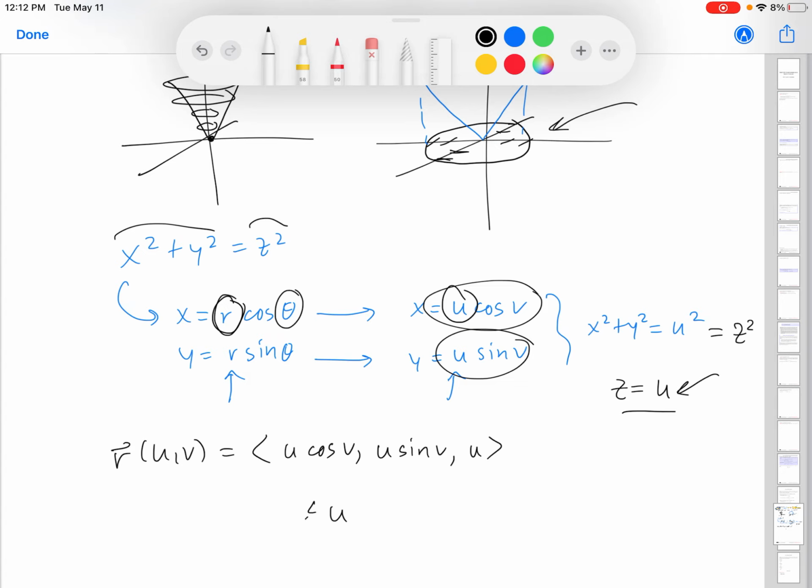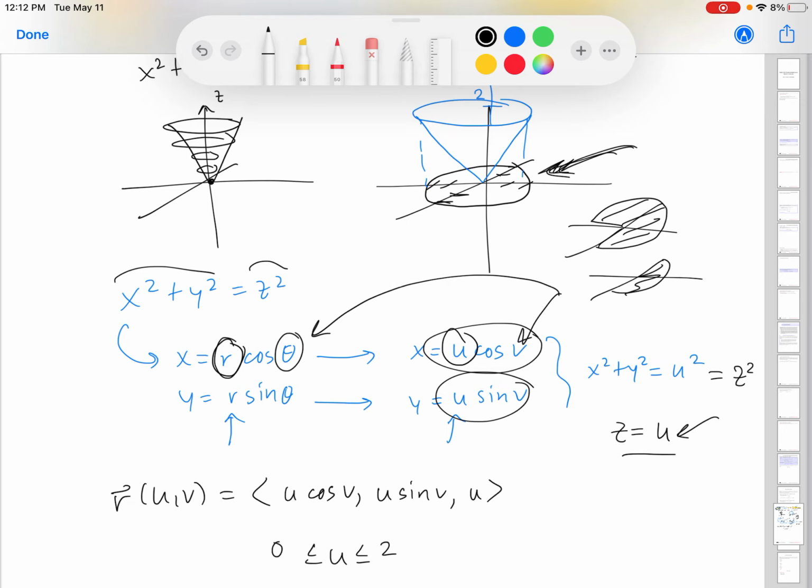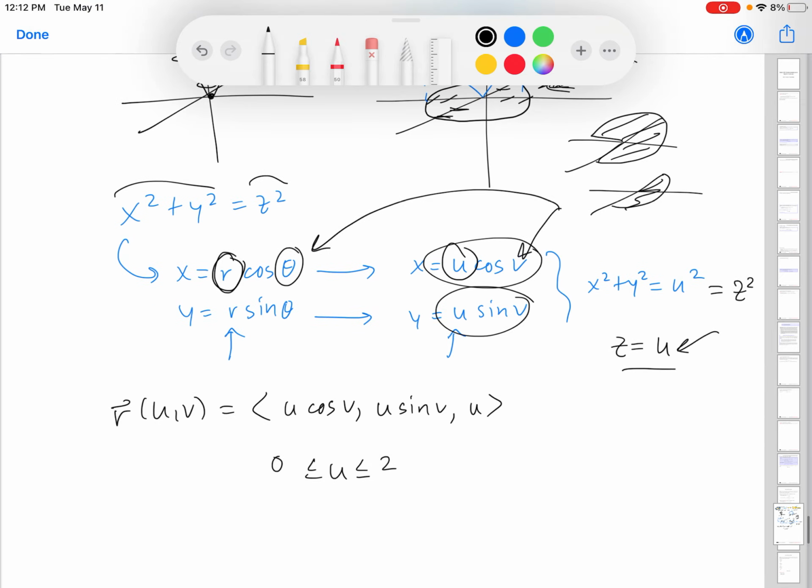So u, which again is like our r, ranges from 0 to 2. We get at most 2 units away from the origin in this disk. And then we're looking at the entire disk. So we're not, for example, looking at a disk where we exclude some of it, or a half disk. We're looking at the whole disk. So that tells us that v, which is like theta, goes from 0 to 2 pi. So that is our range for v.